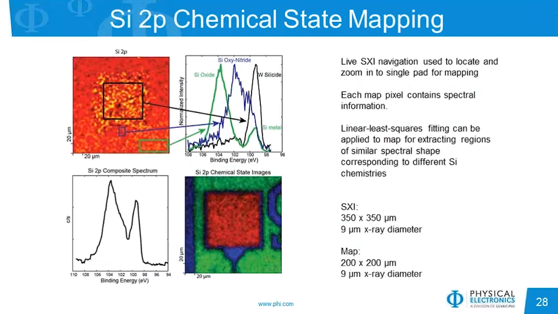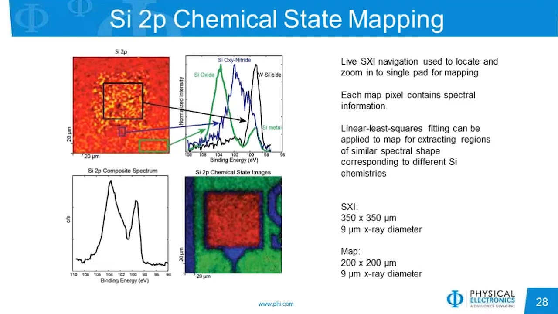One of the advantages of the snapshot mode that we use while collecting maps is that each pixel contains a full spectrum. And so we can use a linear least squares fitting algorithm to extract spectra that have similar shapes from different regions of the map. And as I've shown here, I have drawn a box in the pad region, and that spectrum shape corresponds to a tungsten silicide.